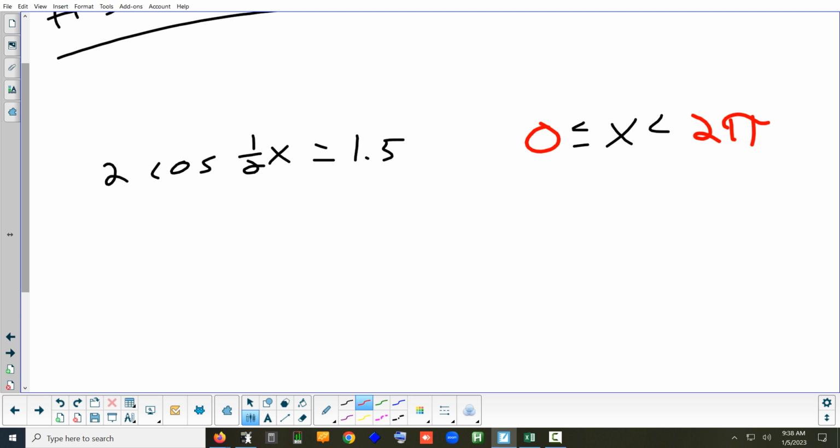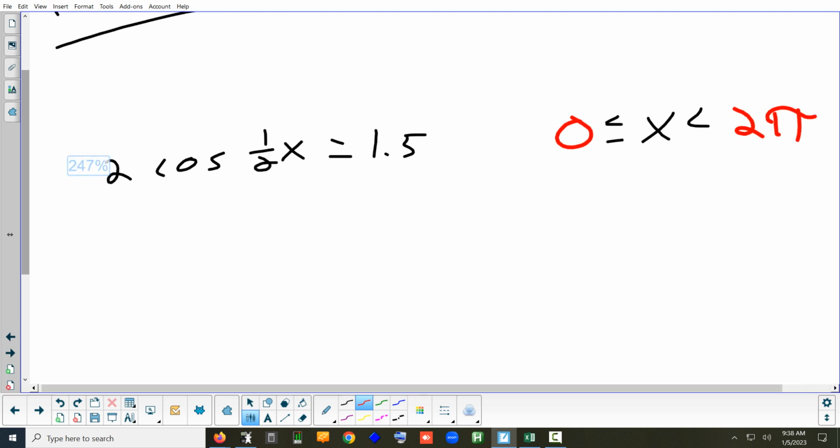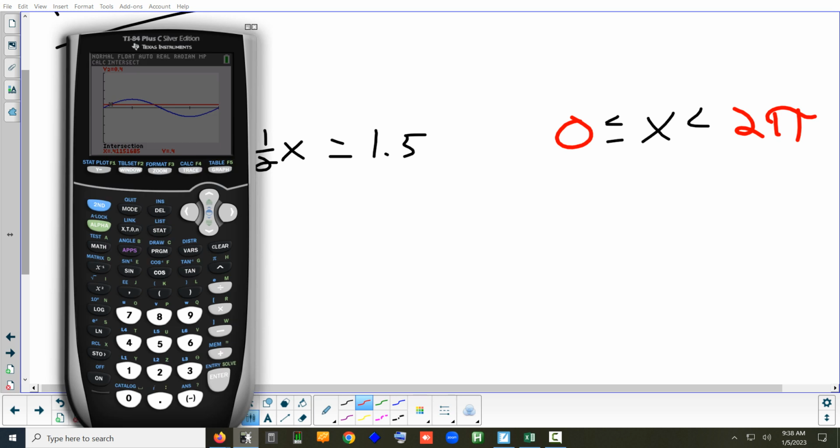This isn't just the cosine function. Because you're adding a transformation to it? Yeah, we have this transformation that's going to stretch it twice as tall. So it's going to go from -2 to 2. So it will hit 1.5. If it didn't, we would just write no solution.